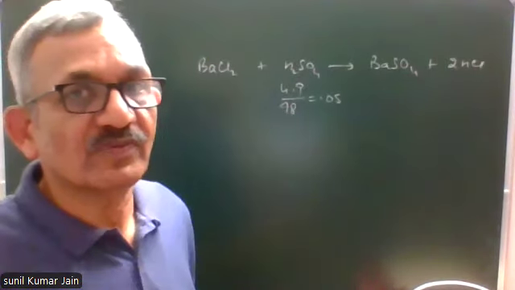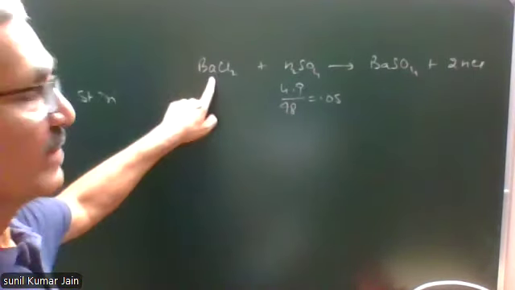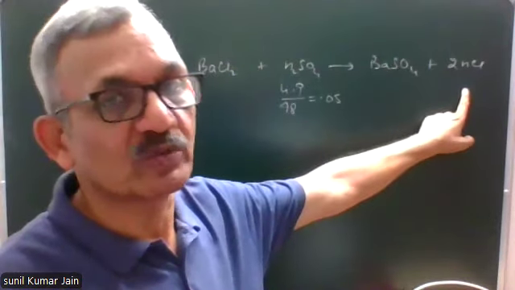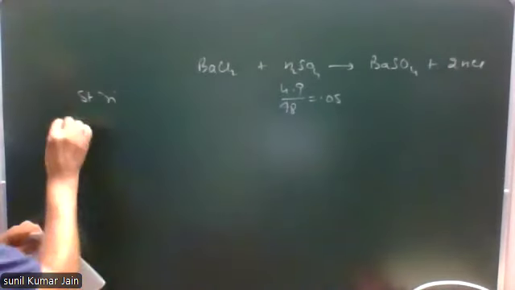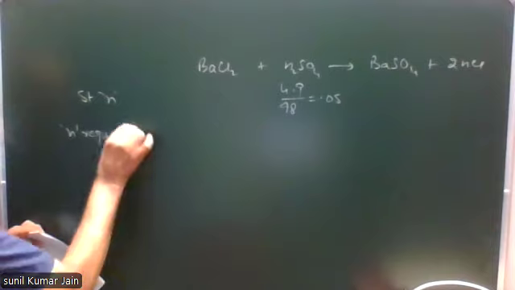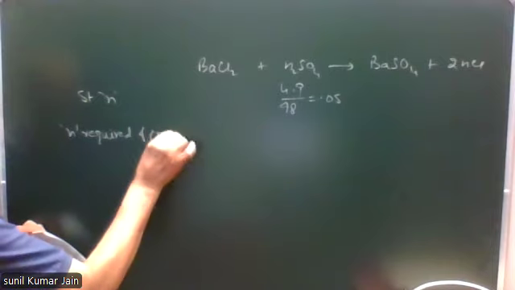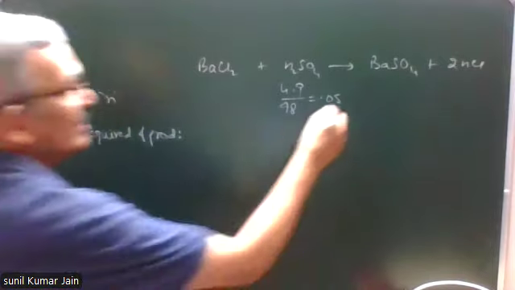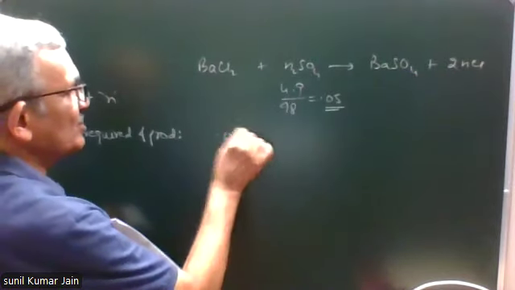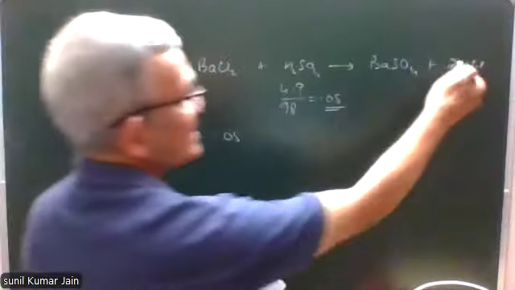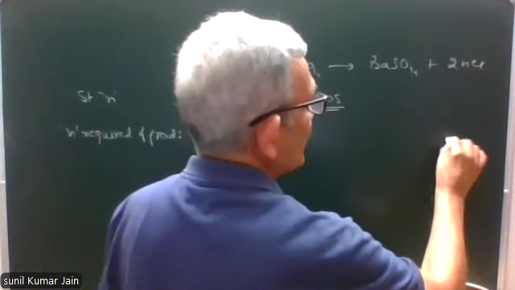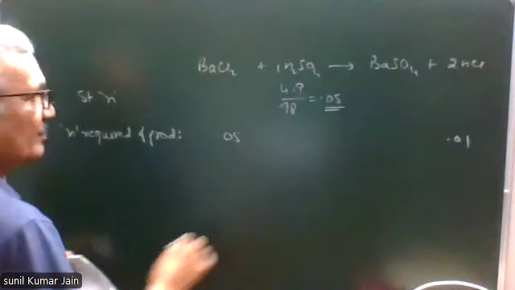And for 0.05 mole, we have to calculate how much barium chloride is required and how many moles of HCl will be produced. Now, number of moles required and produced. For 1, we need 1. It means we need 0.05 mole of barium chloride. 1 will produce 2 moles, 0.05 will produce 0.1 mole.